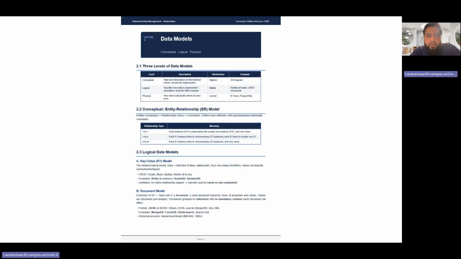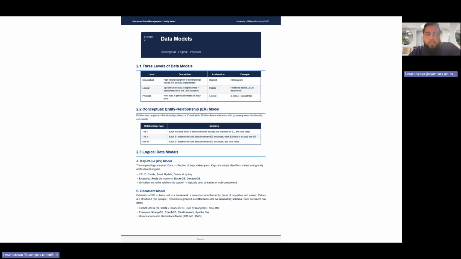Okay, let's start with the first logical data model, which is the key value model. The key value model is the simplest logical model, and data is equal to a collection. Here we have the concept of key and value, which form pairs, and the value can be any kind of value. Keys are unique identifiers. A key should not be replicated; it should be new and unique. Values are typically unstructured or untyped.